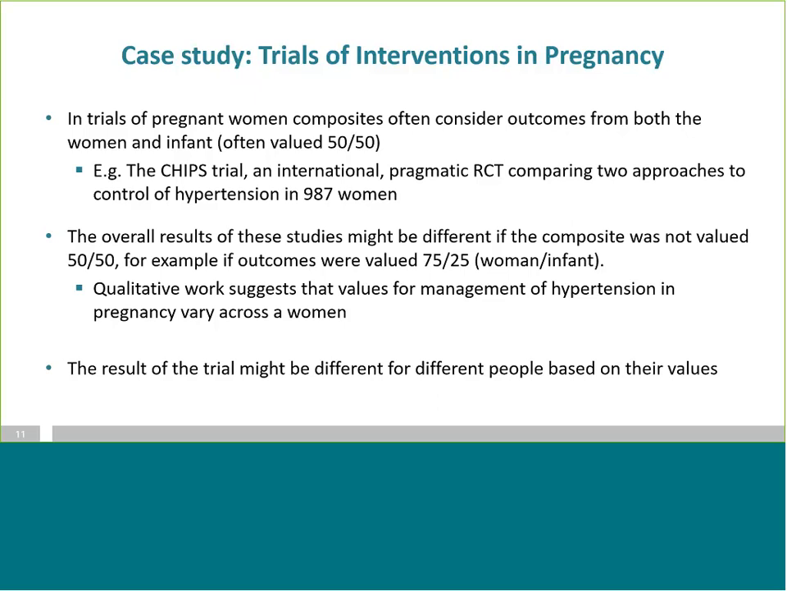So one study we're going to try and use is the CHIPS trial, which was looking at interventions to control hypertension in pregnant women. This is just an example. And again here, this is just thinking about these composites. Are they equally weighted, or actually are there different weights in terms of the way people value the outcomes involving the women and the outcomes involving the infant?